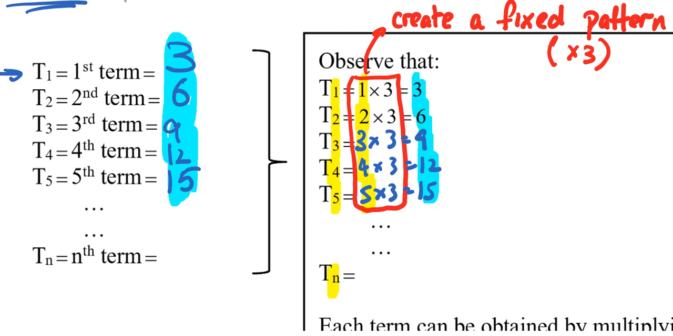Okay, if it's 1, it's 1. If it's 2, it's 2. If it's 3, it's 3. If it's 4, it's 4. 5, 5. If it's 10, what is this number? 10 times 3. Can follow? If it's n, then this is n times 3. Can follow? So, this is called the n term.